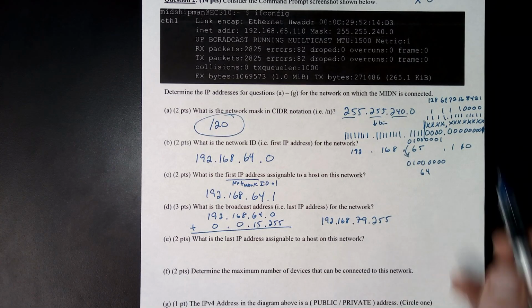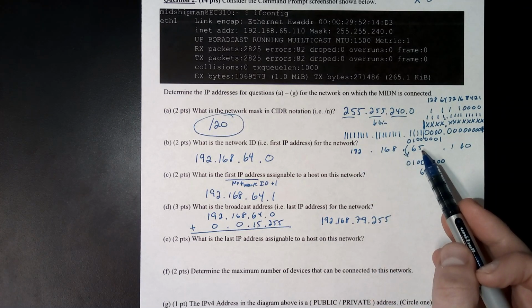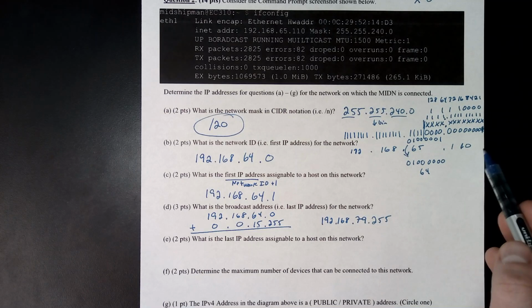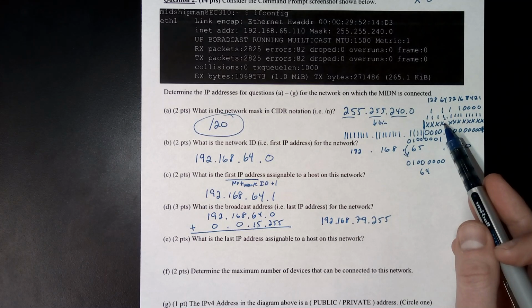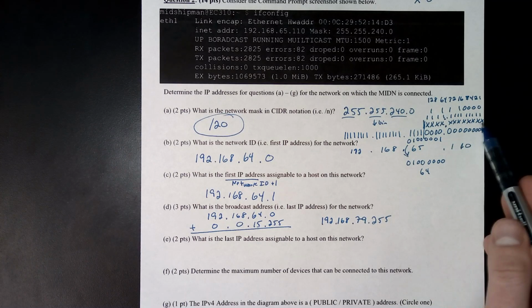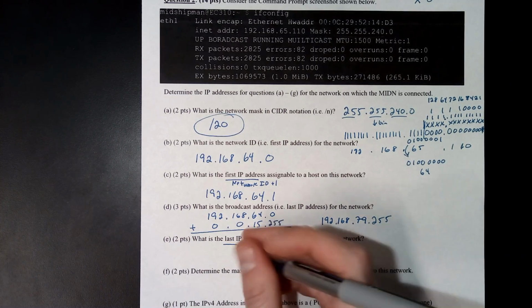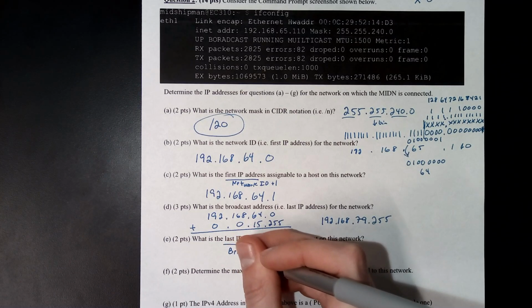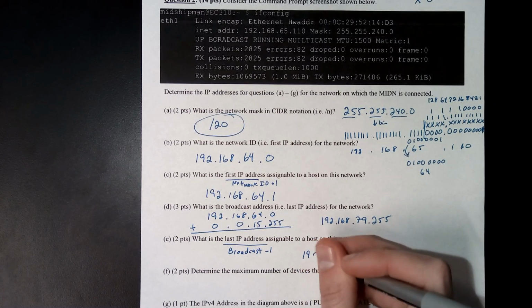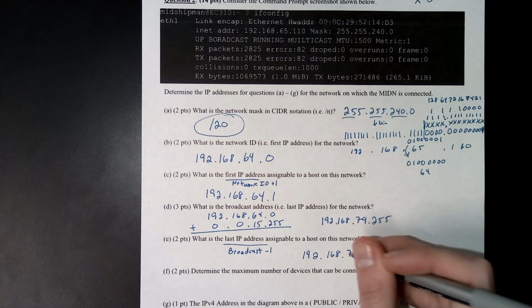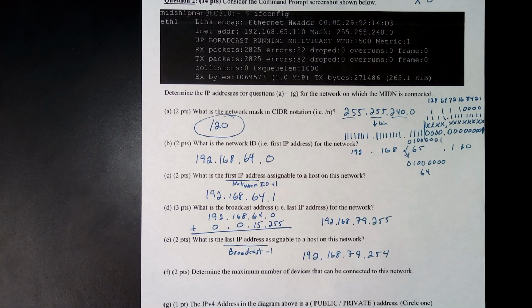So again, that's really just we're keeping these bits the same in the network ID, and we're changing those bits to all 1s, and that's effectively the same as adding the all-1s value in decimal to that last digit. Last IP address is broadcast minus 1. So we just take our previous answer, 192.168.79.254. So we just subtract 1 from that.